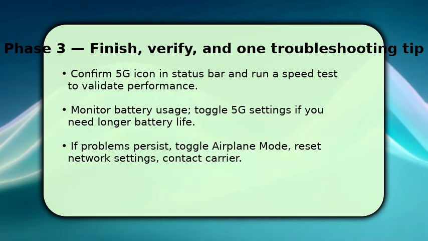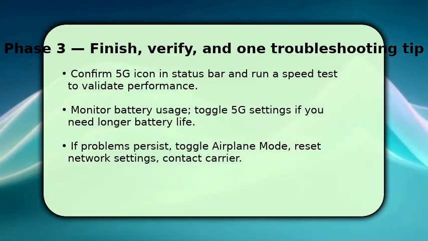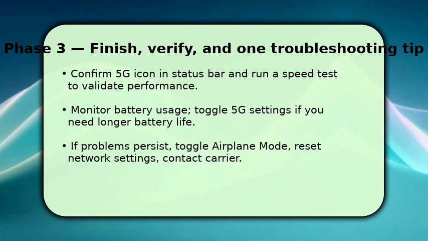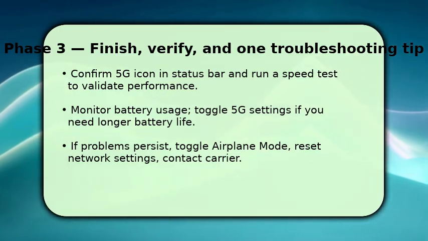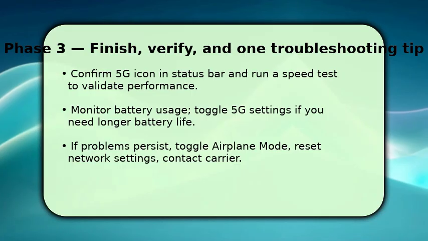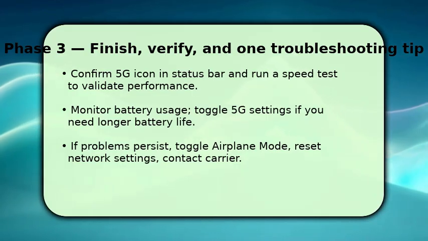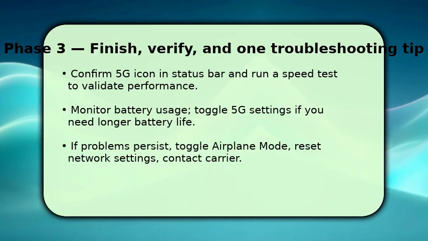If the phone won't show 5G, try toggling airplane mode for 10 seconds, then reboot. As a key troubleshooting tip, reset network settings only if other steps fail, and contact your carrier to confirm provisioning and tower availability before replacing hardware.